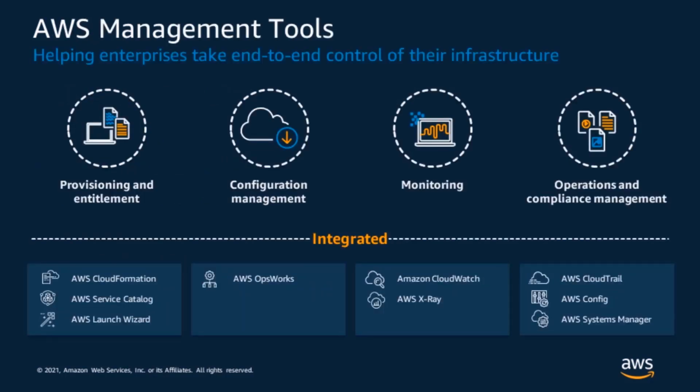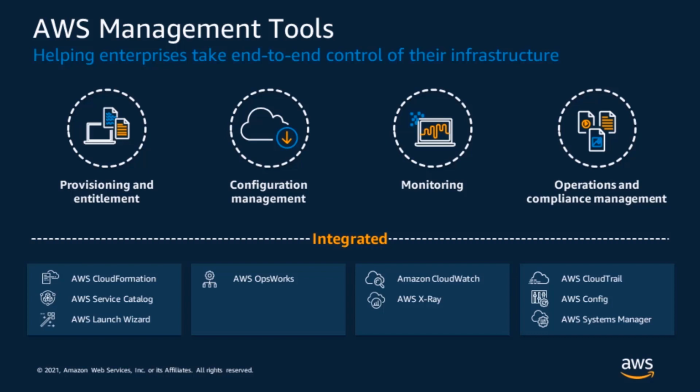So in the past, organizations have had to choose between either innovating faster or maintaining control over cost, compliance, and security. With AWS Management and Governance Services, customers do not have to choose between innovation and control. They can have both. With AWS, customers can enable, provision, and operate their environment for both business agility and governance control. So what is AWS Systems Manager?